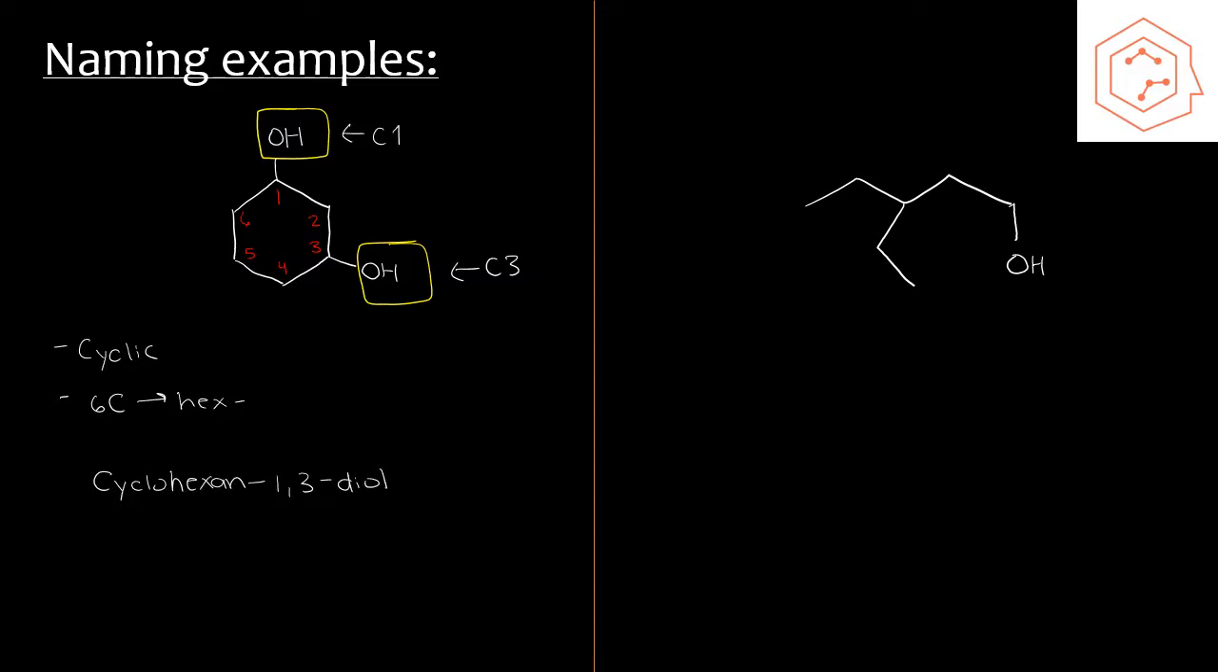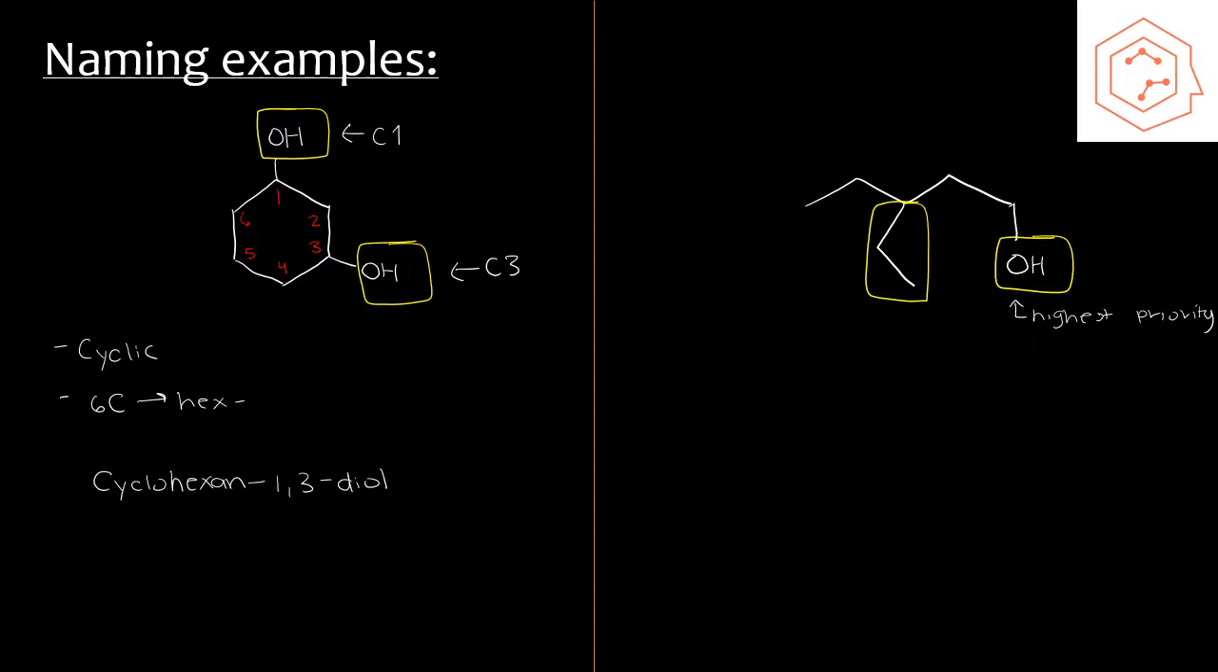Here it's no cyclic structure, we have a branch structure instead. So we can go ahead and identify what substituent groups are attached to the main parent chain. We first see that we have a hydroxyl group right there, and we also have an ethyl group bonded to the same chain. Now the hydroxyl group is going to be of the highest priority. It will always take priority over an alkyl group.